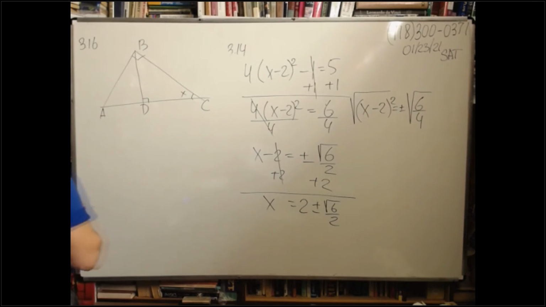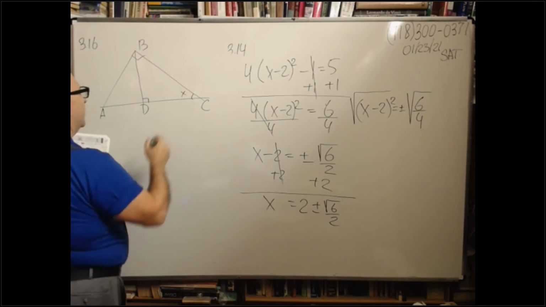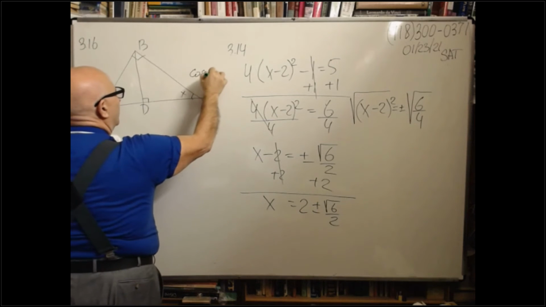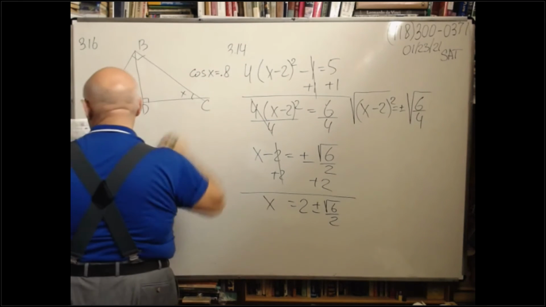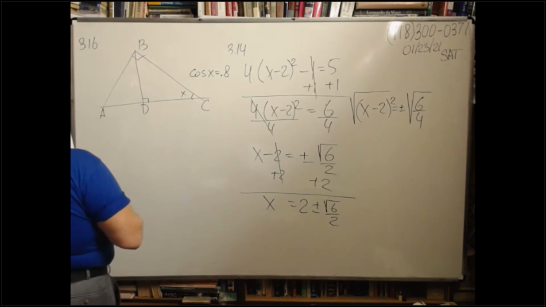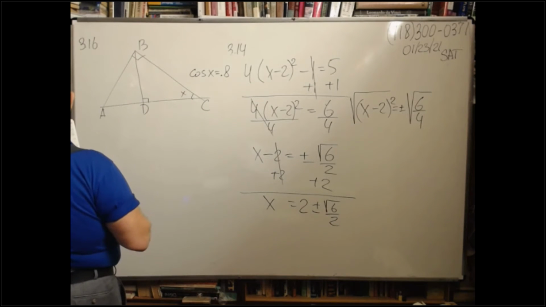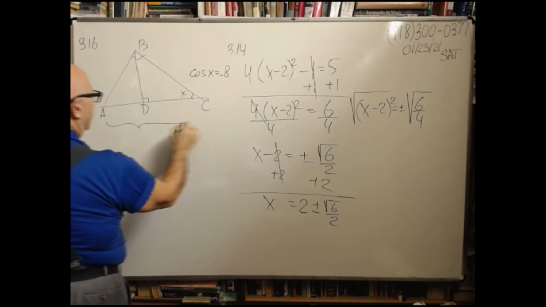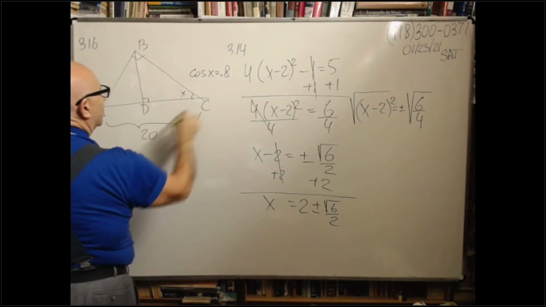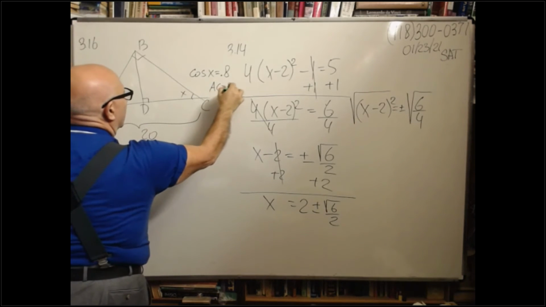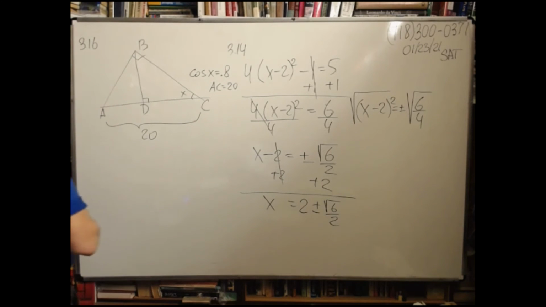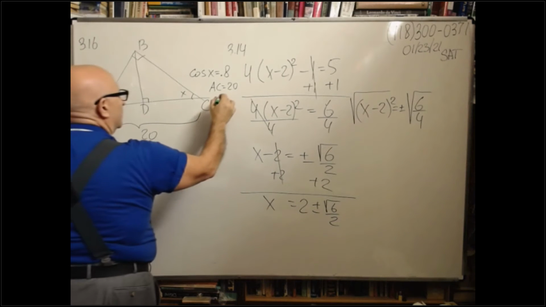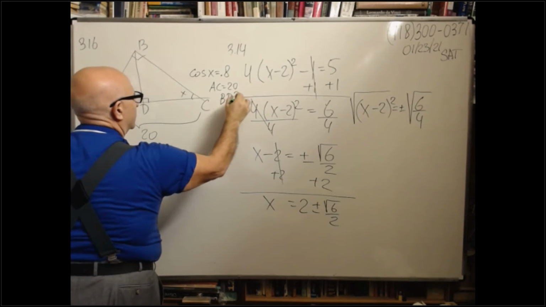Okay, what we have? Sine of x equals 0.8. What else? AC equals 20. Where is the AC? This AC equals 20. What is the length of BD? BD is a question mark.